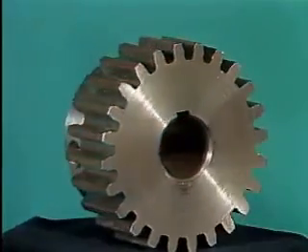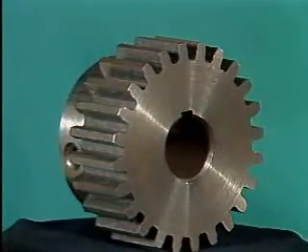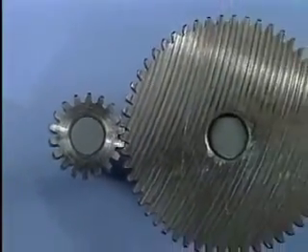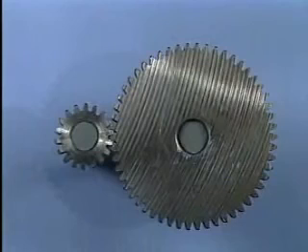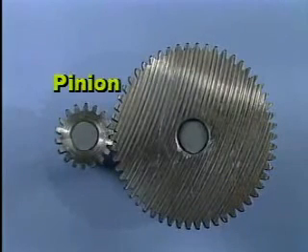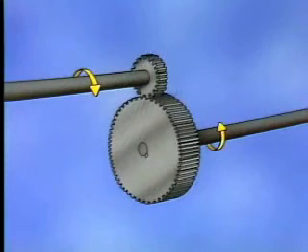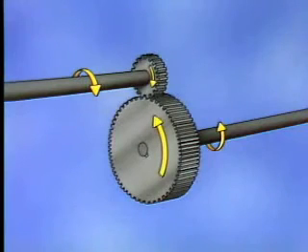This is a spur gear. Its gear teeth are machined or cut straight across. When two spur gears mesh to form a gear set, as shown here, the smaller spur gear is referred to as the pinion, and the larger gear as simply the gear. A spur gear set transmits power from one shaft to a parallel shaft, and is widely used in situations in which speed and torque are relatively low. In this arrangement of gears, the pinion and gear rotate in opposite directions.